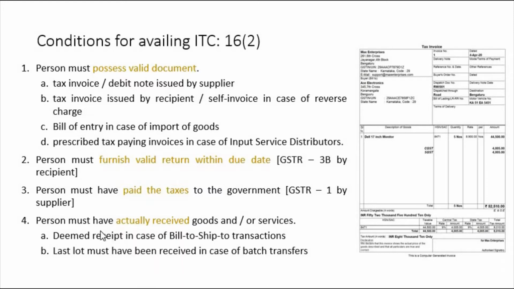And then the fourth point is the person must have actually received the goods or services. It means, consider the last point, wherever the goods are sent or transferred in batches, the last lot must have been received by the recipient. If the goods are in transit, then ITC is not available. Understand this point, right? So in case of bill to ship to transactions, because we are billing to someone and shipping to someone else, the deemed receipt in case of bill to ship to transaction is also fine to avail ITC. These many documents are required, friends.